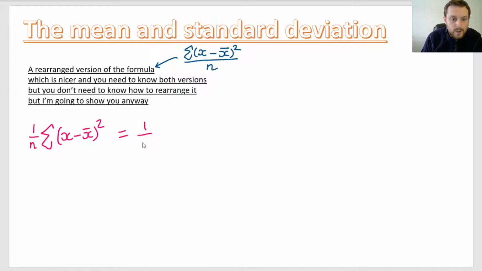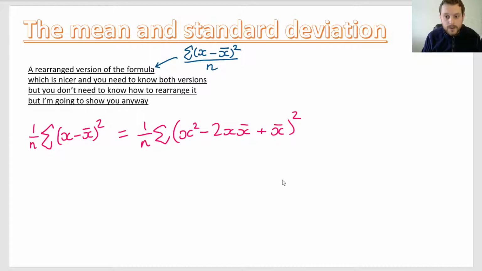Well, this 1 over n sum, we can actually expand that out. This is x squared minus 2x x bar plus x bar squared. Sorry, without the squared there. This should be there, shouldn't it? So I've literally just expanded that out. X squared minus 2 times 1 times the other, plus this thing squared, right?